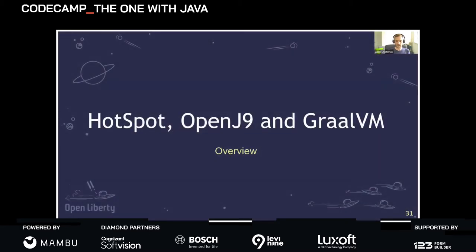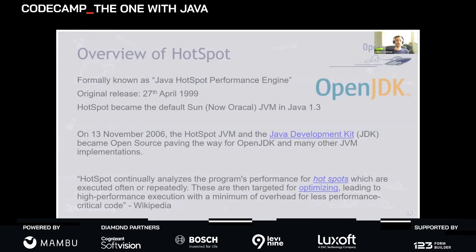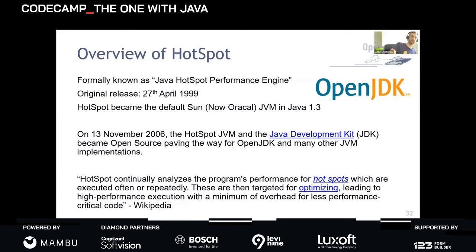Okay, so let's look at my three favorite JVMs, essentially. We've got Hotspot, which was formerly known as the Java Hotspot Performance Engine, which was a bit of a mouthful, so they probably changed it to Hotspot. It was released in 1999, essentially as an add-on for Java, but in Java 1.3 it became the default JVM.